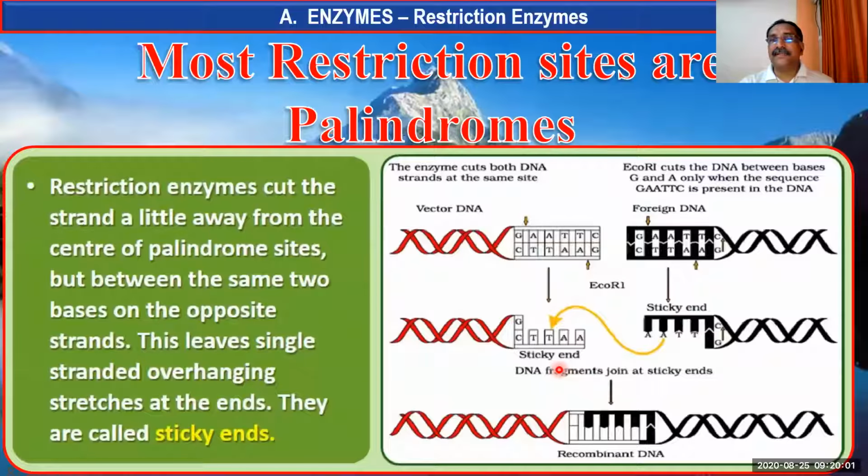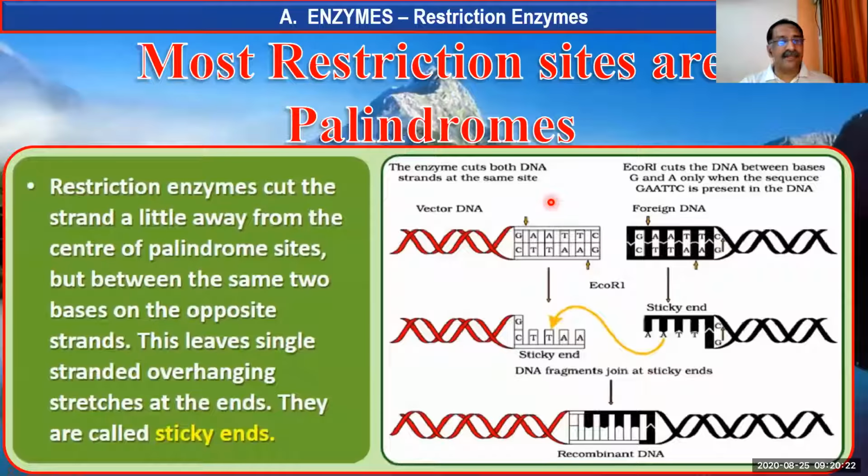After that, we have seen that wherever such palindromes are there, the nitrogen bases can be separated, or the restriction endonuclease enzyme can cut the DNA, not at one end of these palindromes, but a little away.